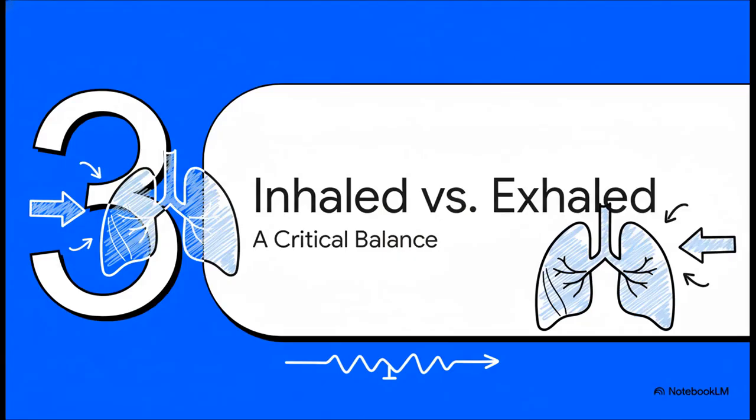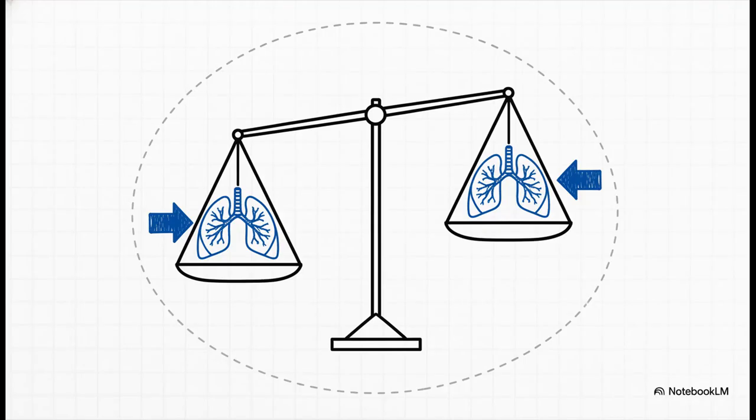See, it's not just a one-way street. It's not only about the air going in, it's also about what comes back out. Let's take a look at the really critical relationship between inhaled and exhaled volume. In a perfect scenario, what goes in must come out. The amount of air that a patient inhales should be pretty much exactly the same as the amount they exhale. You want a nice, balanced closed loop.